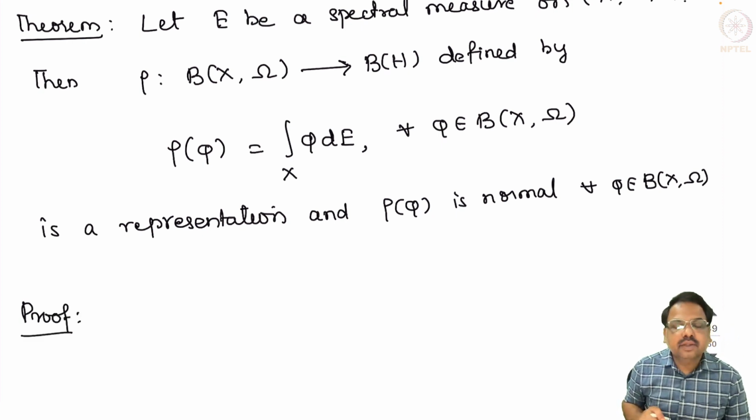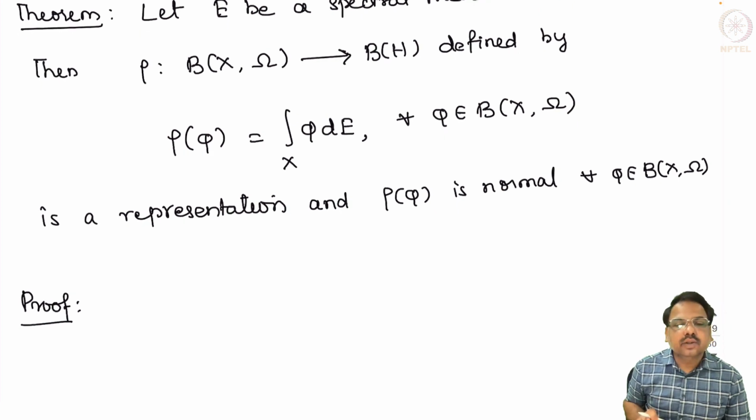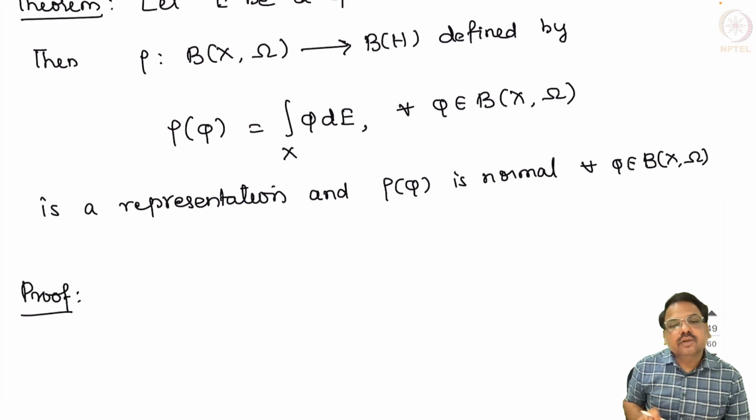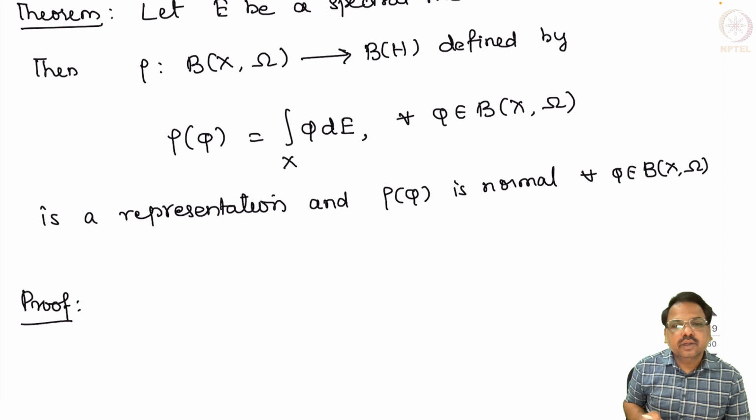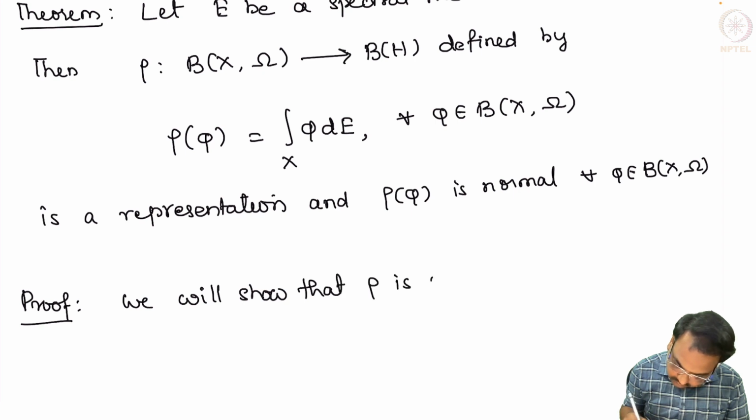So by the earlier observation, we can easily look at what ρ(φ)* is, that is the integration over X of φ-bar dE. That is easy to look at. ρ(φ)* is nothing but ρ(φ-bar), and in fact we can also show that ρ(φ) is normal for every φ in B(X, Ω). So to prove this is a representation, we only look at the multiplicativity property of ρ. So we will show that ρ is multiplicative.